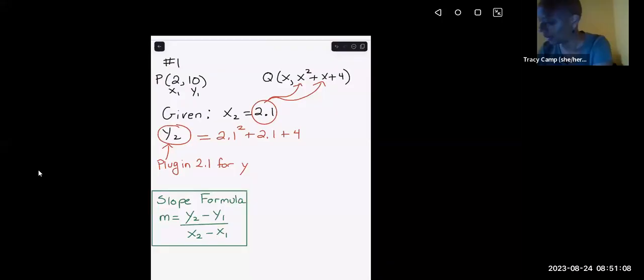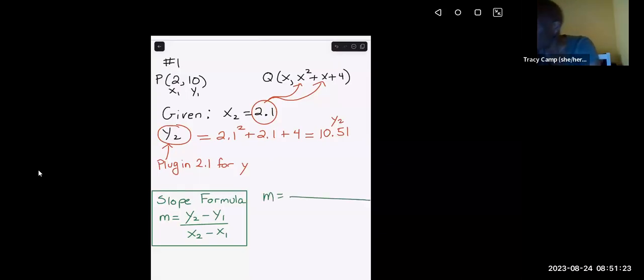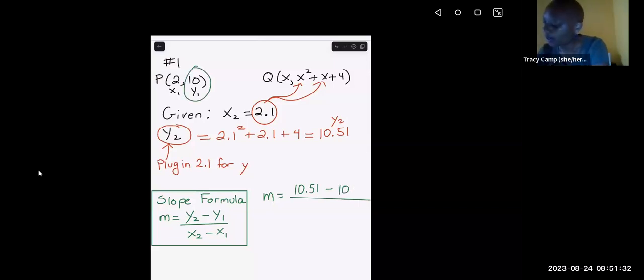So this ends up being 10.51. And this is my y2. And so now I'll plug everything into the formula. So I have my y2, the 10.51, minus my y1, which was this 10 up here, over my x2, which was 2.1, minus my x1, which is 2, right? Yeah, my x1 is 2.